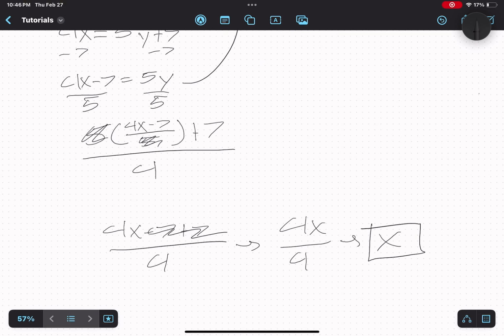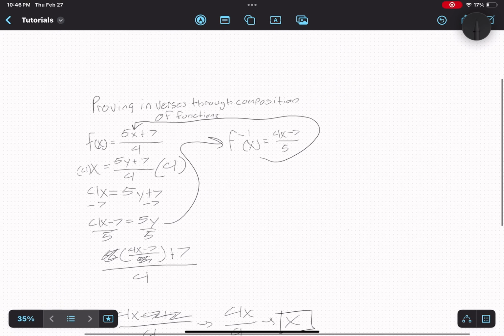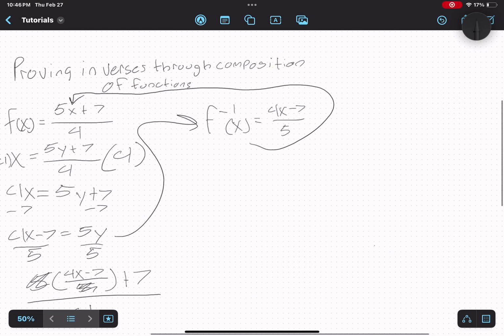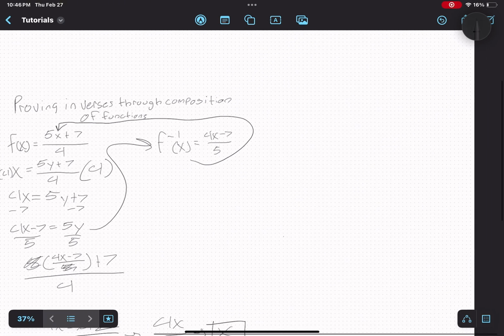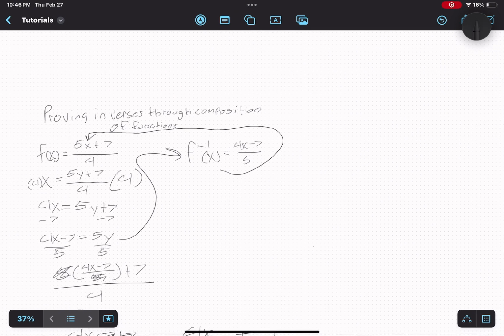So what's another way that we could prove that it's the inverse? Well, here, let me show you. This time, you're going to put your equation into the x of your inverse. So what does that look like? Here, we're going to do it in the top right. So it's going to be 4 times (5x plus 7) over 4, minus 7, all over 5.